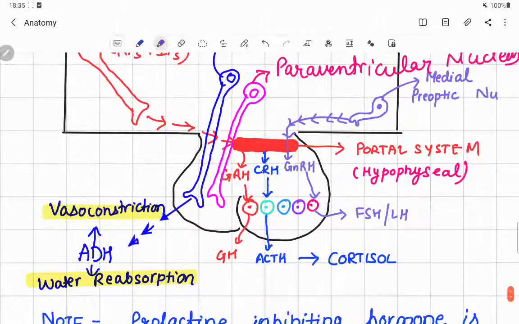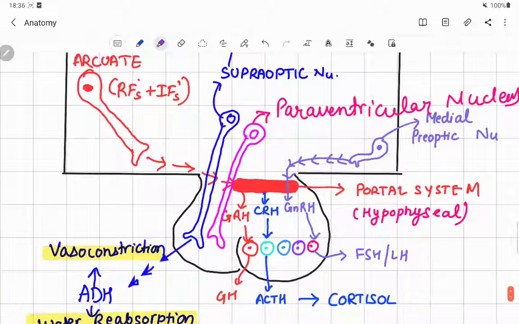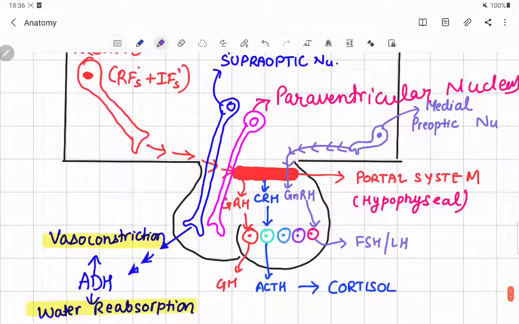Now let us see the posterior pituitary, which is under the direct neural regulation of the hypothalamus. As we have seen, these are the paraventricular nucleus and this is the supraoptic nucleus. They have their axons penetrating directly into the posterior pituitary. That is, they do not need the kind of portal system which was needed in the case of the anterior pituitary.